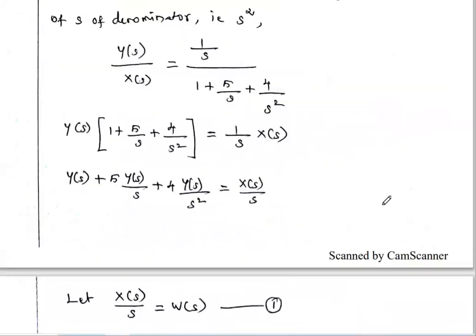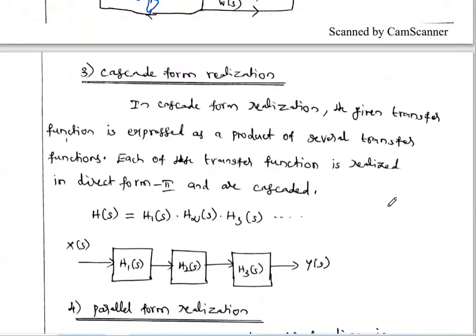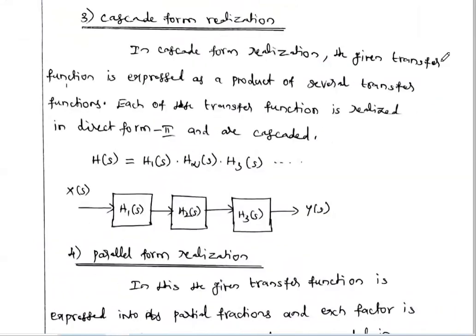Okay. So what is meant by cascade form? In the cascade form realization, the given transfer function H(s) can be expressed as a multiplication, or the product, of single order transfer functions. Each of these single order transfer functions we have to realize in direct form 2. Finally, we have to connect them in cascade form. So this is said to be the cascade form realization.